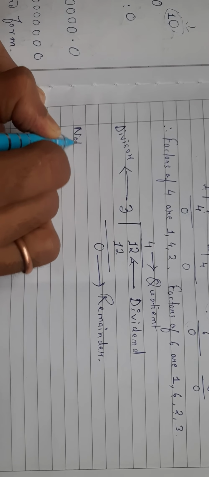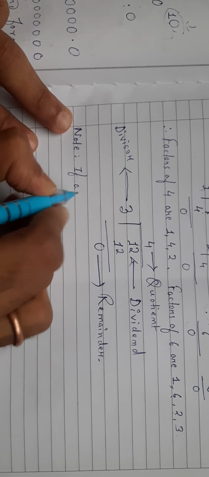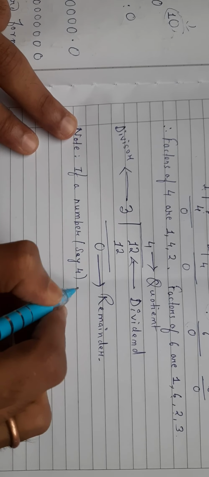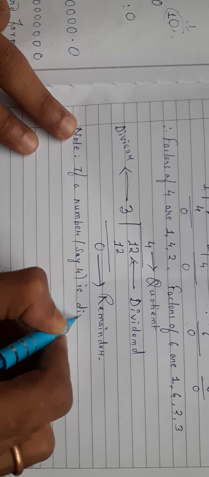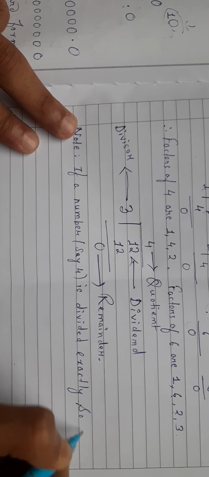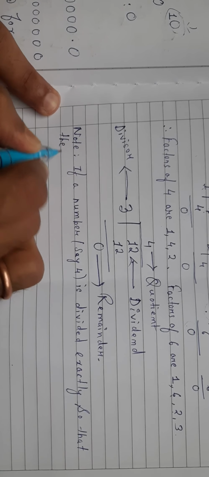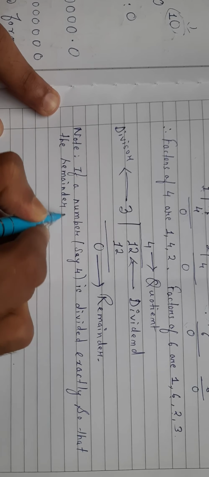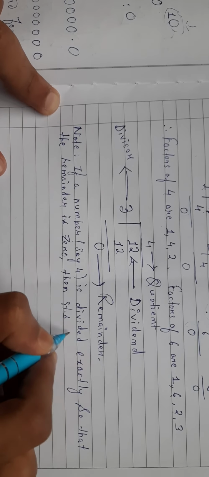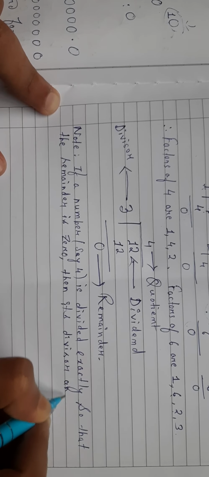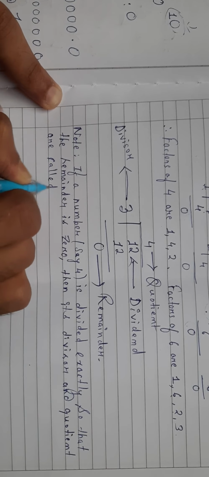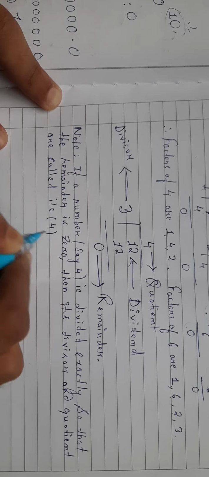Note: if a number, say 4, is divided exactly so that the remainder is 0, then its divisor and quotient are called its, that is, 4's factors.